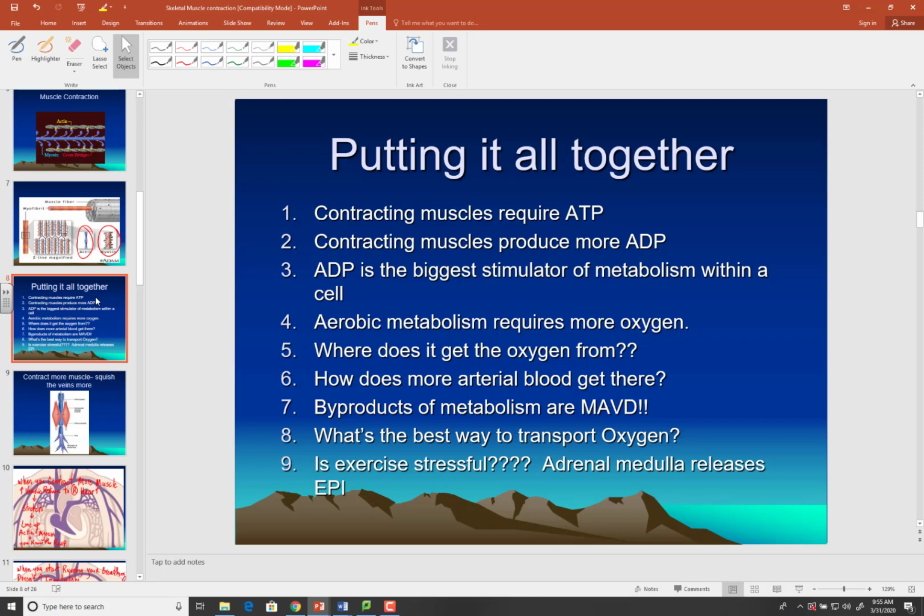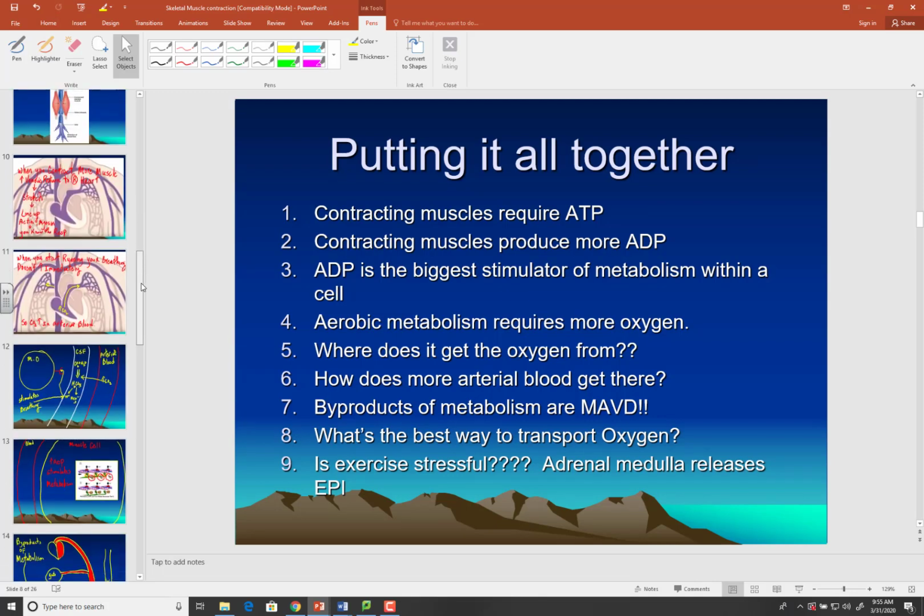How do you get more arterial blood there? Well, you've got to remember that byproducts of metabolism are massive arterial vasodilators, right? And arterial blood always takes the path of least resistance. What's the best way to transport oxygen? Bound to the iron on hemoglobin. Is exercise stressful? Yup. So you're going to get the release of epinephrine from the adrenal medulla. Alright, so here we go.